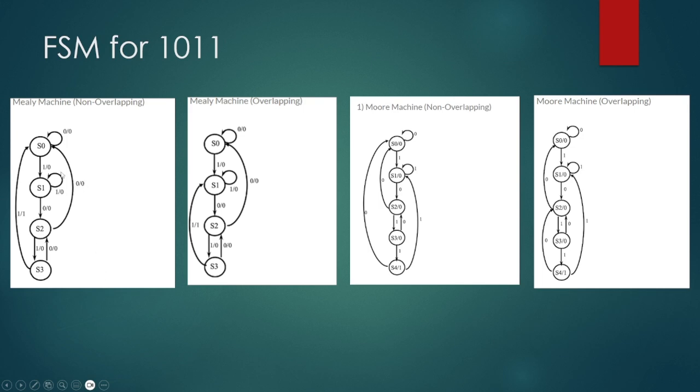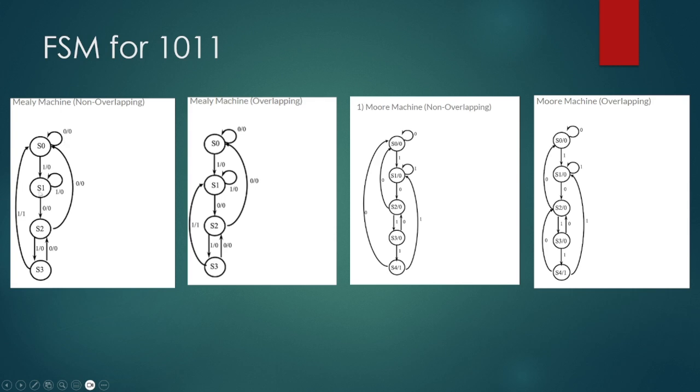Now I will be explaining Mealy FSM non-overlapping. The diagram you see has four states, S0, S1, S2, S3, with labeled transitions of the form input, output. A Mealy machine's output depends on both the current state and the current input. Let's understand the state diagram. S0, reset/initial state. On input equals 0 stay in S0, output equals 0. On input equals 1 go to S1, output equals 0.